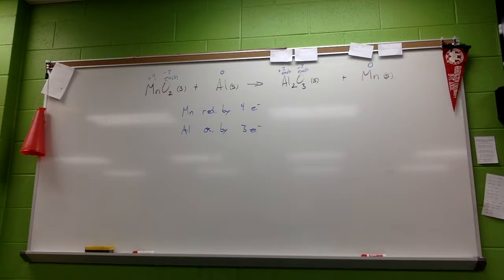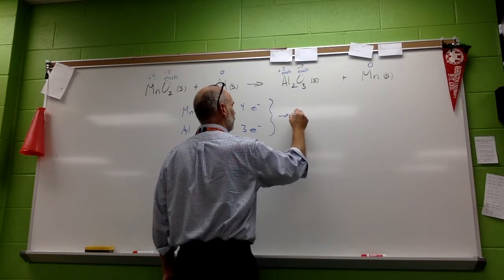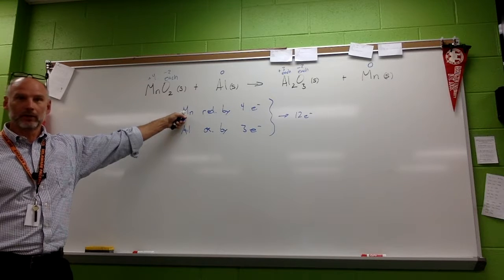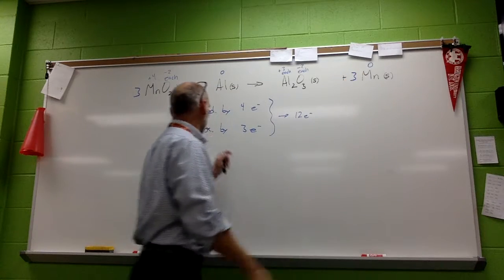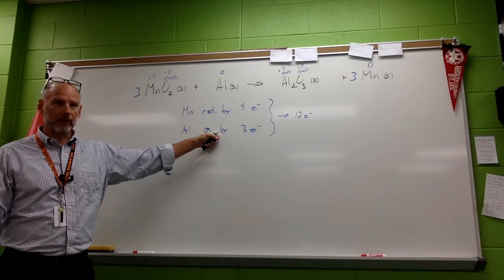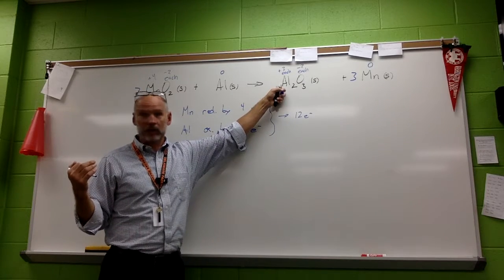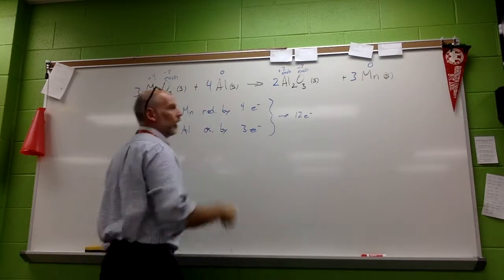Is the electron transfer equalized? It is not. So many times what we're going to do is find the lowest common multiple of those two, which is 12. So we want to get 12 electrons transferred. In order to do that, we're going to have this process happen how many times? 3. So we're going to multiply this by 3. And we're going to want this process to occur 4 times. But we have a little snag in there. We've already got 2 of them represented over here, right? So we're going to put a 2 here and a 4 here.